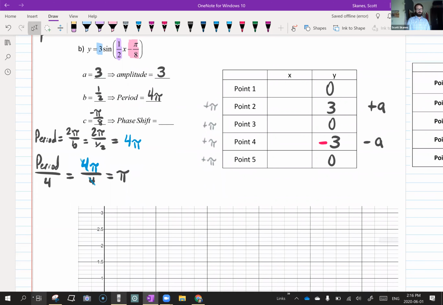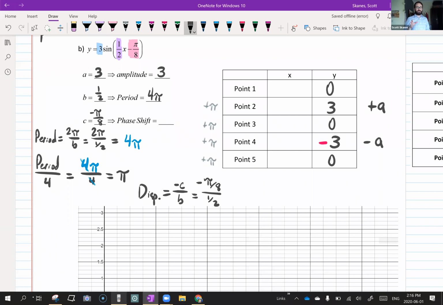What's my first point? Well, I need displacement. Well, I need phase shift. My phase shift, or in other words, displacement, is negative c over b. I'm not going to make the same mistake again. Negative c, which is negative pi over 8, divided by b. B is 1 over 2.